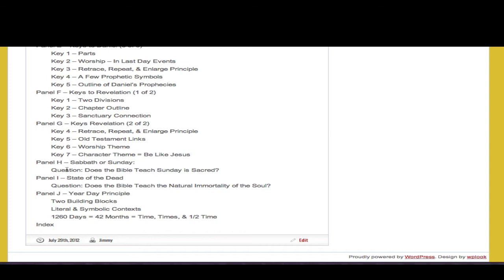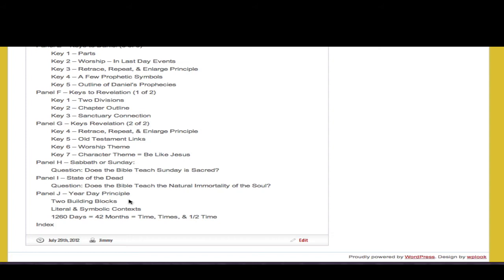The next panel, panel H, is discussing Sabbath or Sunday with the question, does the Bible teach Sunday is sacred or the 7th day of the week? Panel I is titled The State of the Dead with the question, does the Bible teach the natural immortality of the soul? And the final panel is panel J, the year-day principle.